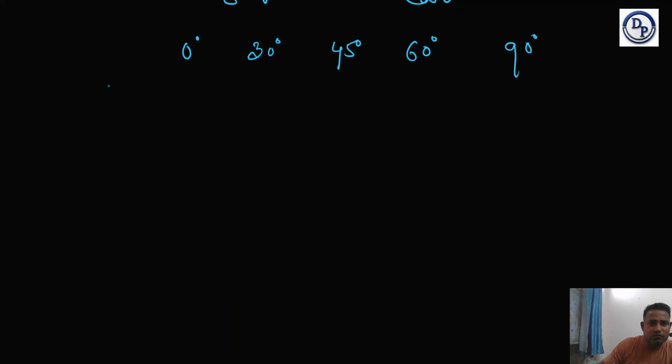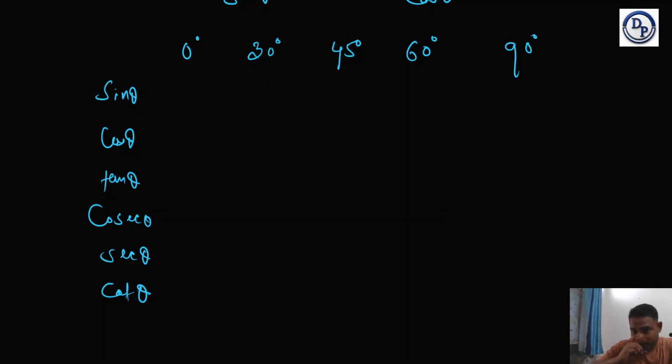Okay, so now this is sine theta. We have to write cos theta, then tan theta. We can go for cosec theta and sec theta and cot theta. So we have to learn all the values for this basically: 0, 30, 45, 60, and 90. In class 10, we have to deal with only these angles.